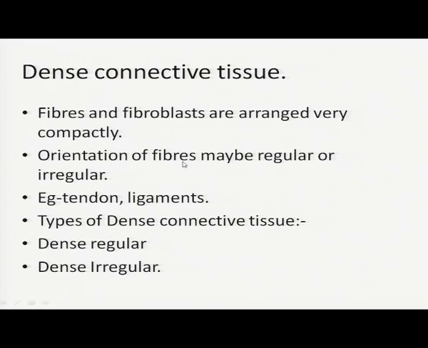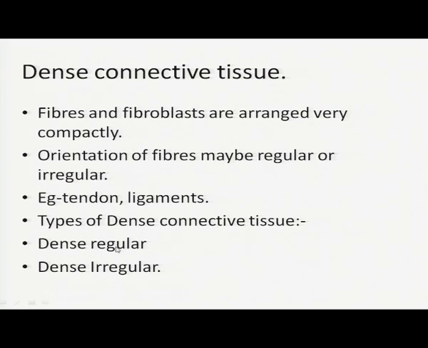The orientation of fibers may be regular or irregular. For example, tendons and ligaments. Tendons and ligaments come under this category of dense connective tissue. You know tendon, the connective tissue that connects the muscles with the bones, that is tendon, and the connective tissue that connects the two bones together in a joint is known as ligament. Now, coming to the types of dense connective tissue.